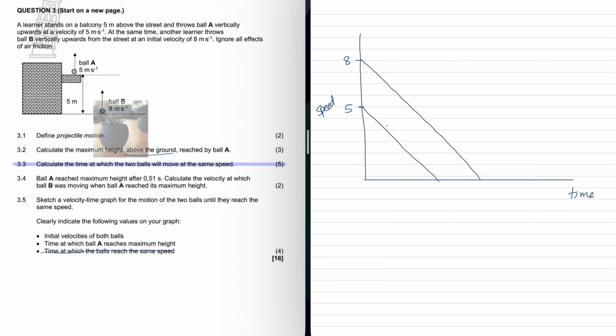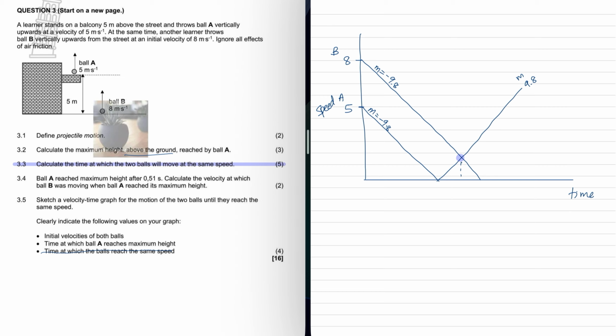Now what happens? Let's focus on A. So this is for A and that's for B. Now, because this is a speed versus time graph, and speed is a scalar quantity, it will not go below the x-axis. Rather, it will go up this way. Now, the gradient of this line is going to be 9.8. The gradient of this line is minus 9.8. And the gradient for this line as well is minus 9.8. So what we're looking for is this point right here. We're looking for that time interval there.